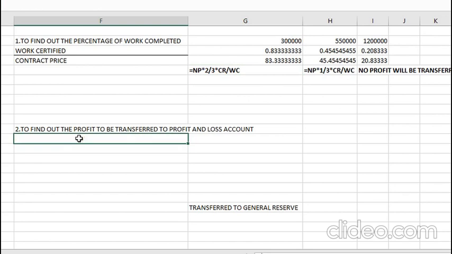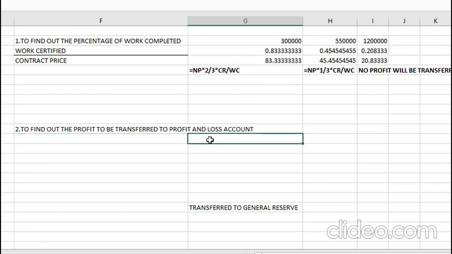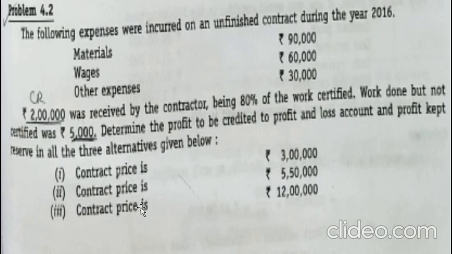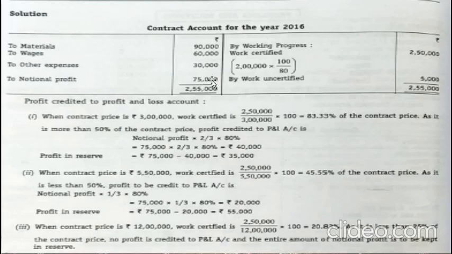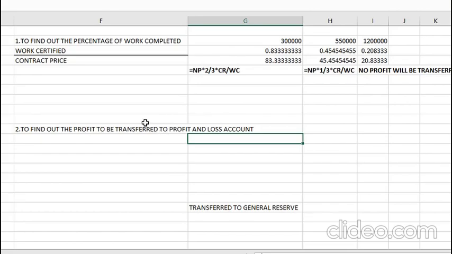So according to the first contract price, the formula is notional profit. The notional profit calculated in the question is 75,000. When your contract price is 3 lakh, the formula will be notional profit into 2/3 into cash received divided by work certified.